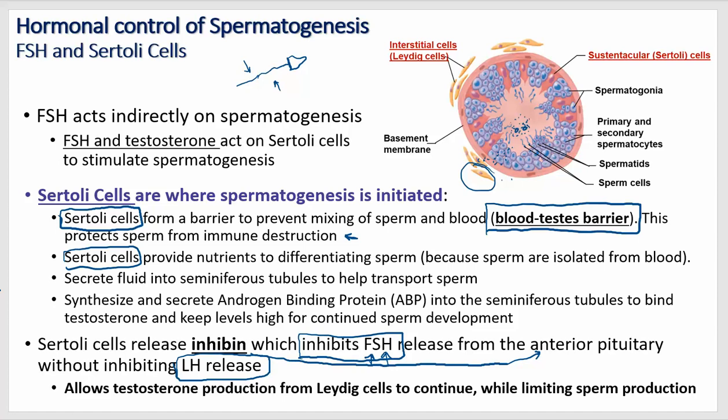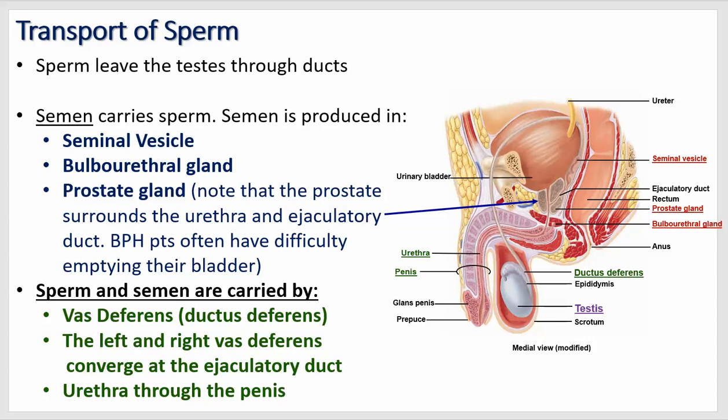So that's what inhibin does, released by the Sertoli cells, allows testosterone production from the Leydig cells to continue. So we're not stopping everything, we're just stopping the activity of the Sertoli cells by blocking follicle stimulating hormone. All right, so then transport of sperm.